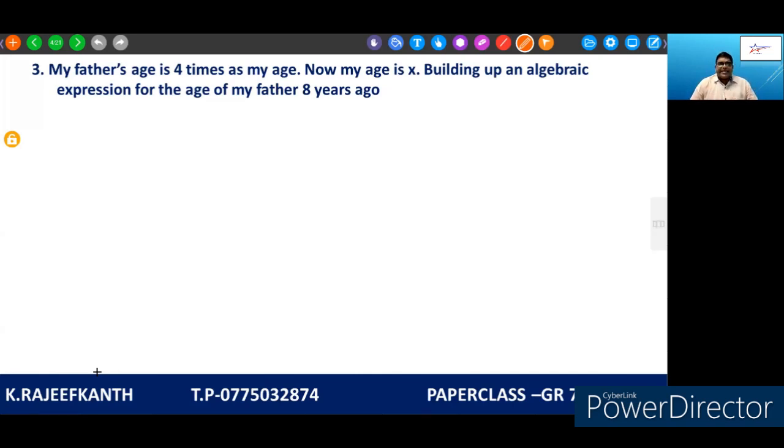My father's age is 4 times my age. Now my age is x. Build an algebraic expression for the age of my father 8 years ago. So you can write the answer within 20 seconds. First you have to understand the relation between the father and son. My father's age is 4 times my age. Now my age is x, build an algebraic expression for the age of my father 8 years ago.